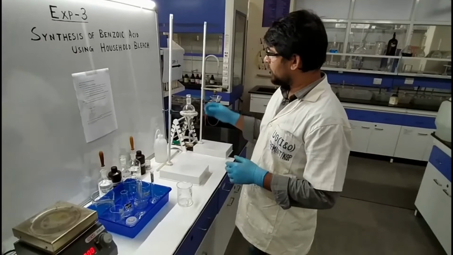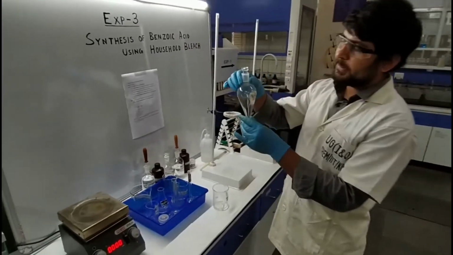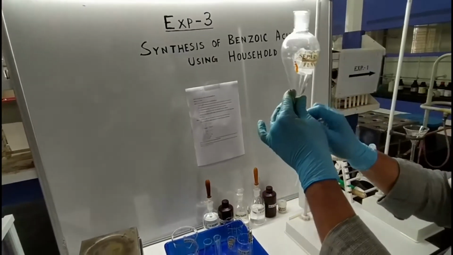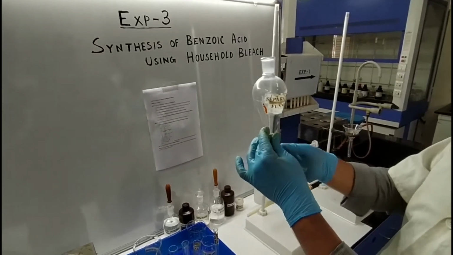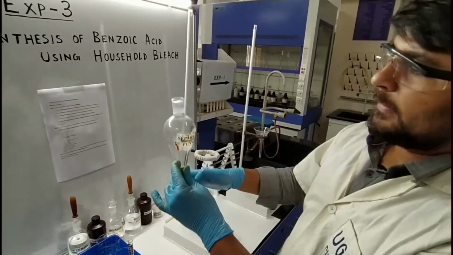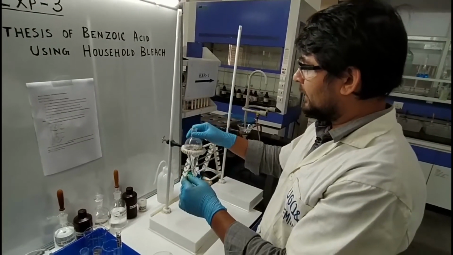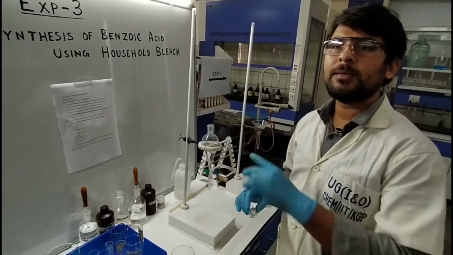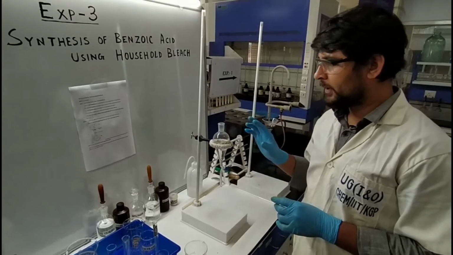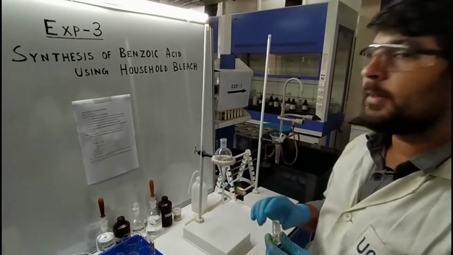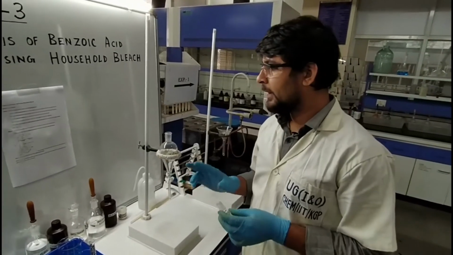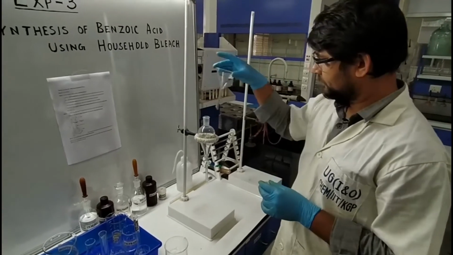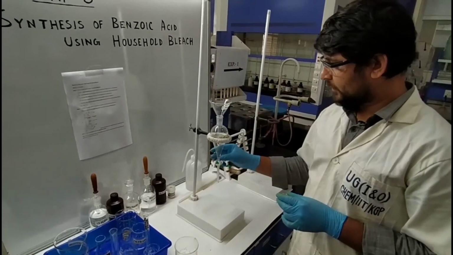After 10 minutes, we have to take a separating funnel like this. This is the separating funnel. Here you have to transfer the reaction mixture after 10 minutes. After transferring the reaction mixture, we have to add 10 ml diethyl ether. So two things we have to transfer into the separating funnel: one is the reaction mixture and the other is 10 ml diethyl ether. Now our setup is ready.